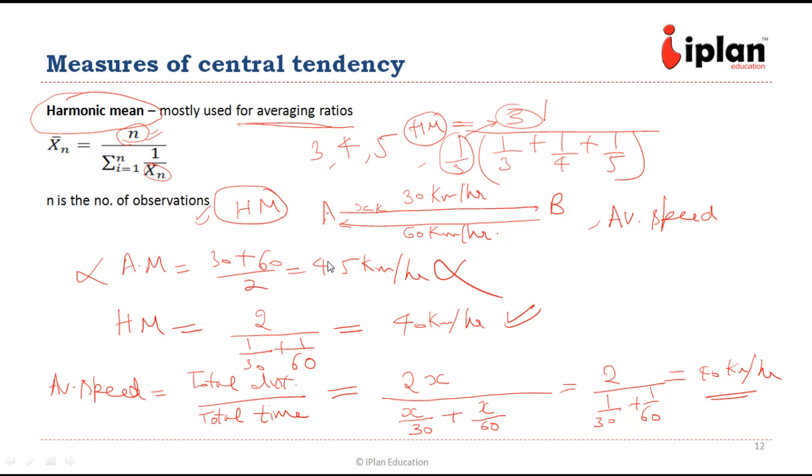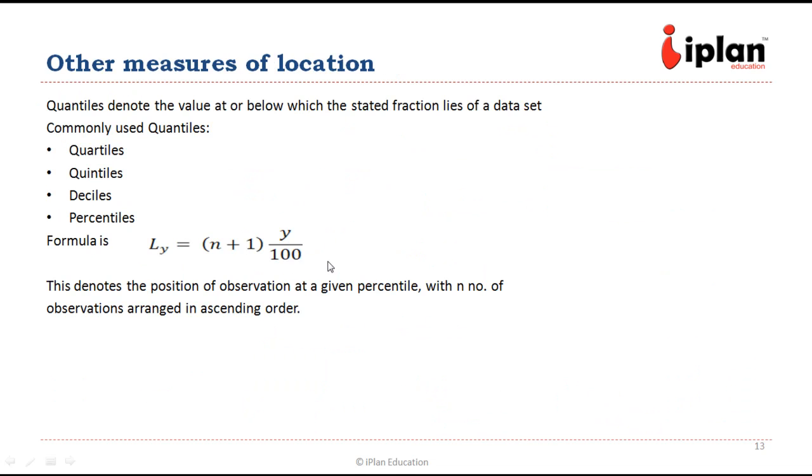Now let us move to the next slide. There are certain other measures of location that say the value at or below which the stated fraction lies of the data set. For example, 25% of the values lie below a certain number, so we need to find what is that number, or say 10% of the values, or instead of percentage we can have quartiles. So there are 4 quartiles.